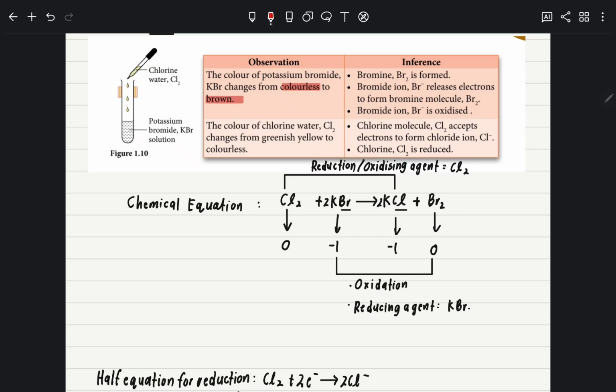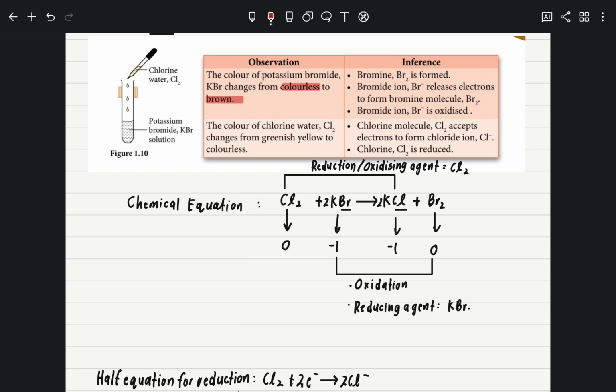Why change to brown? You see here, the issue is between bromide and bromine, right? So what is bromine's color? You memorized just now. Bromine's color is reddish brown, but mostly in exam we write brown. So that's why the color changes from colorless to brown. If they ask the reason, because you form bromine, your final product is bromine. So you get bromine, so that's why the color is brown.